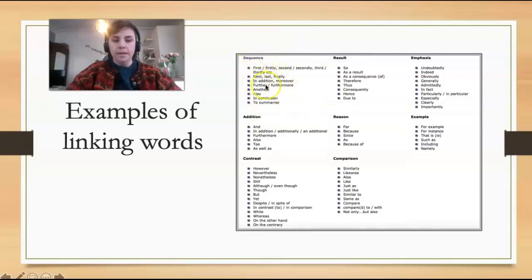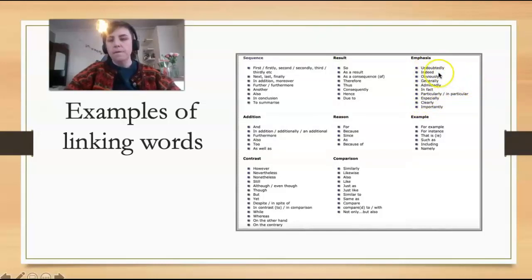So sequence, if you're listing different things, you might say firstly, secondly, stuff like that. Or you're kind of transitioning to another argument. You might start next. Next, I'm going to be doing this. Stuff like that, right? So, and then we have the normal ones like and, also, to, which you already know, of course. Result, emphasis. So we would use this to kind of emphasize what we're saying, right?